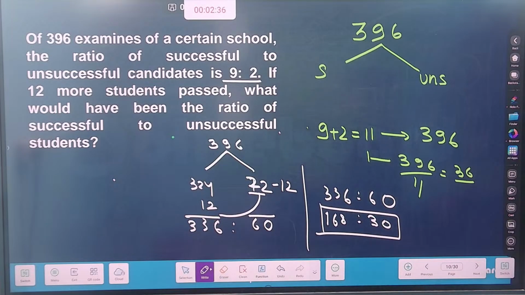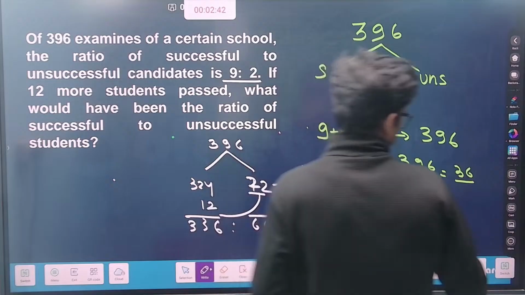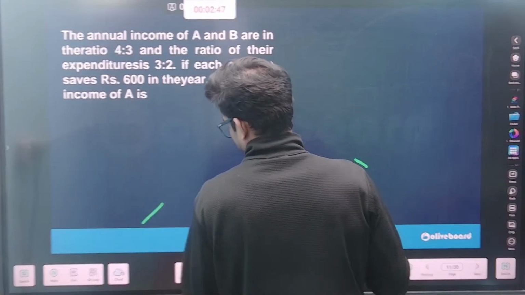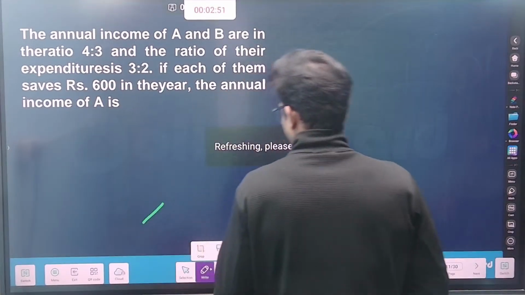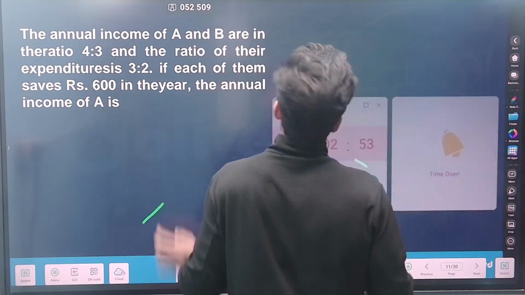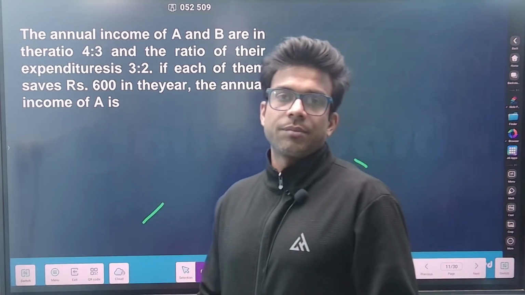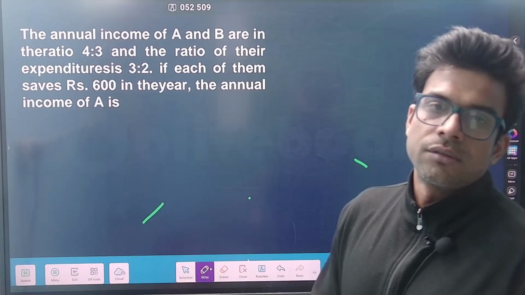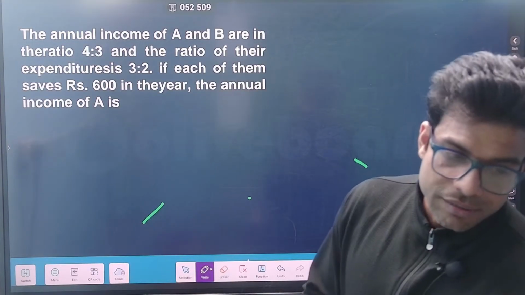I hope you guys have understood the logic, what's the logic behind it. Let's see one more question. Now there is a concept, let me guide you the concept here. The concept is basically of income and expenditure. That is a very important concept, everyone, for all of you to understand: what is income and expenditure.